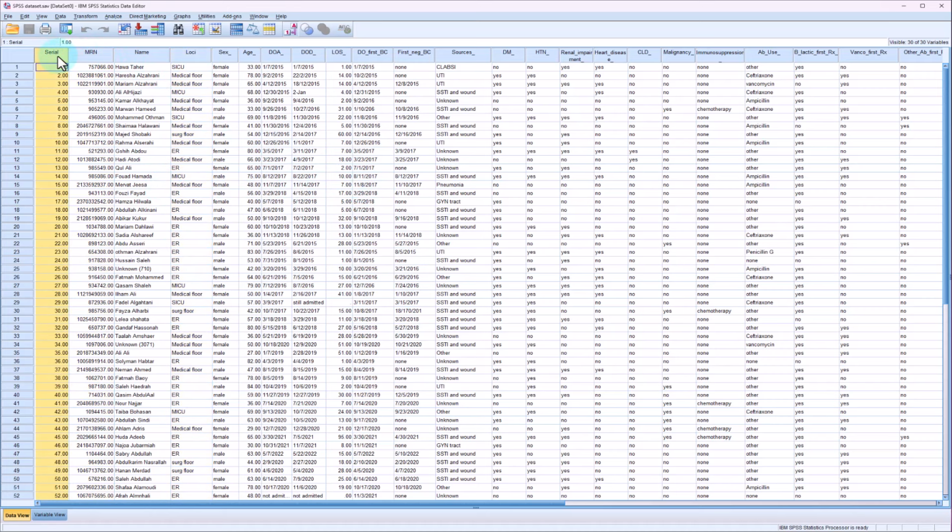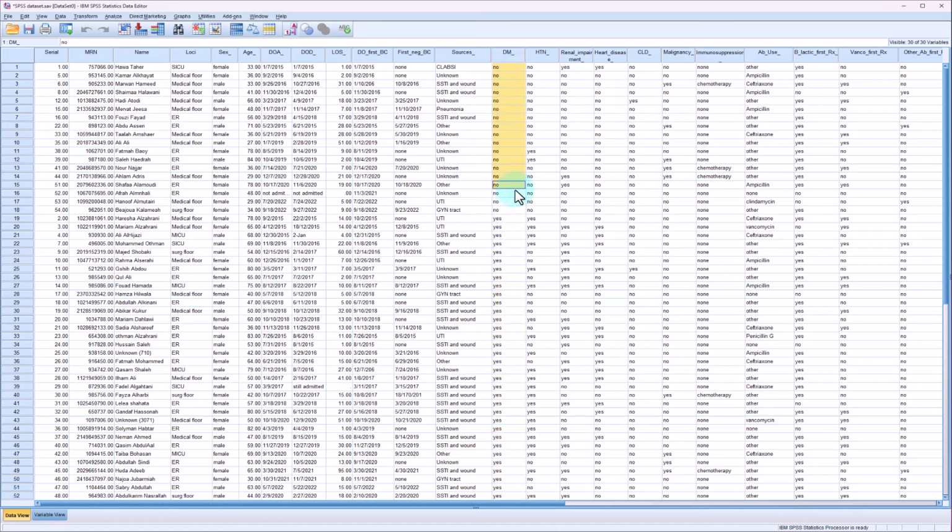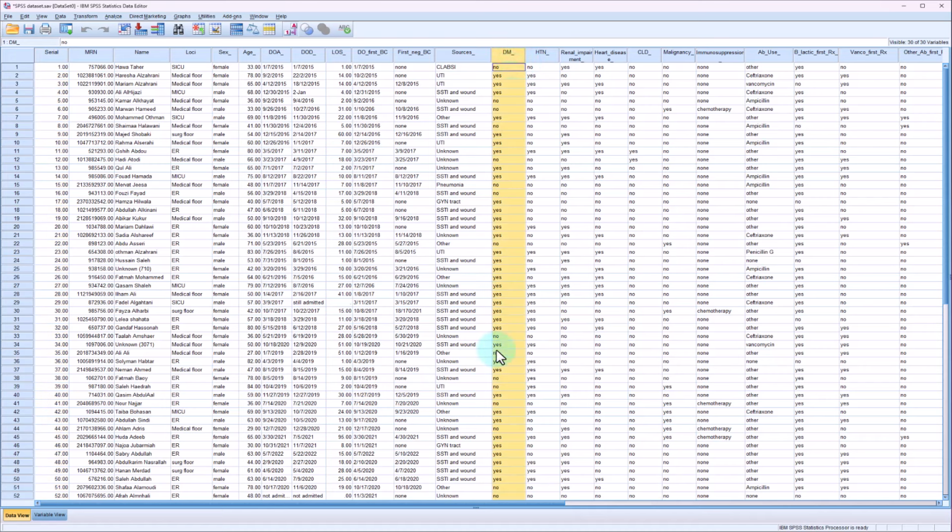I have also added a serial column so that I can easily organize the data in the data set. For example, if I want to see how many of the patients had diabetes mellitus, then I can simply sort it in ascending order, and here I can see these patients did not have diabetes mellitus. So 18 of them did not have diabetes. I can easily do that, and since I have created a serial column, I can now sort this one in ascending order, and it would reorder the entire data set like the original order.